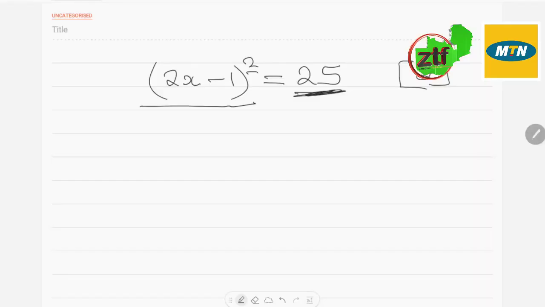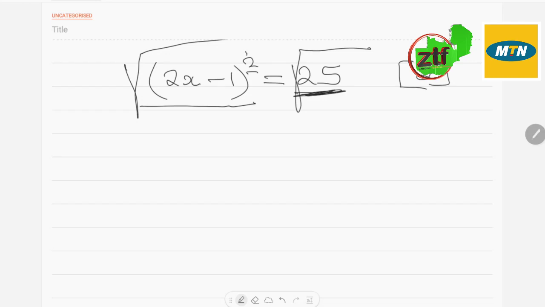And the square root of 25 is simply 5. And this means that it puts us in a better position for us just to say, okay, this is the question that I have. 2x minus 1 raised to power 2 equals 25. I'm going to get rid of this 2 by introducing the square root sign to both sides. Whatever I do to this side should be done to the right-hand side and the left-hand side.